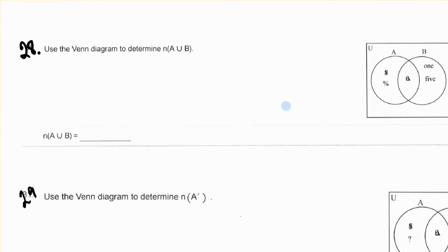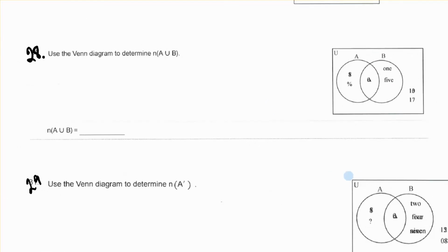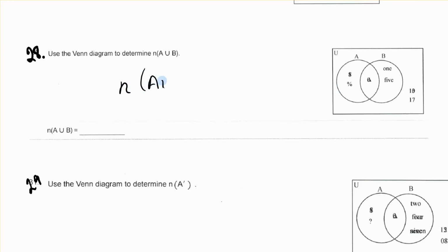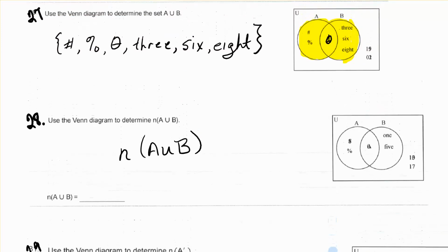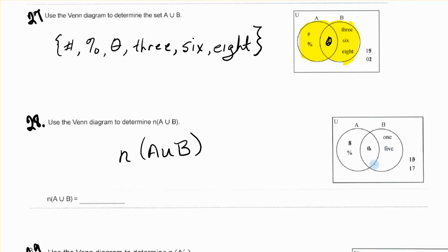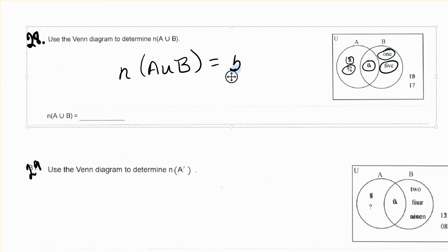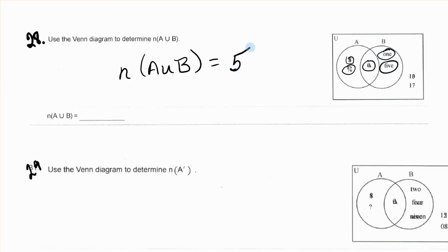Now 28, it's okay if I can't read all these because I'm supposed to find the cardinality of A union B. So the number of items in A union B. Now I'm not going to re-highlight because even if these characters are different, it's all of this and all of this that is A union B. So how many items are there? There's 1, 2, 3, 4, 5. So the cardinality of that, the number in there, is simply 5.